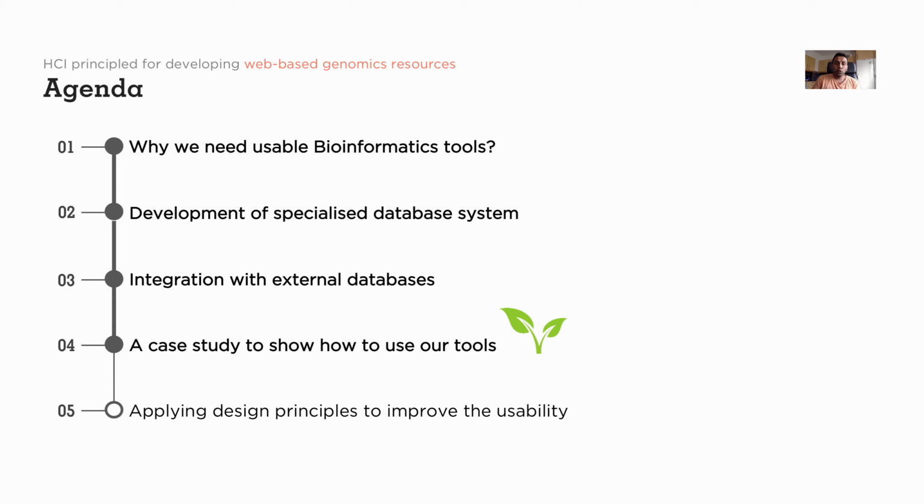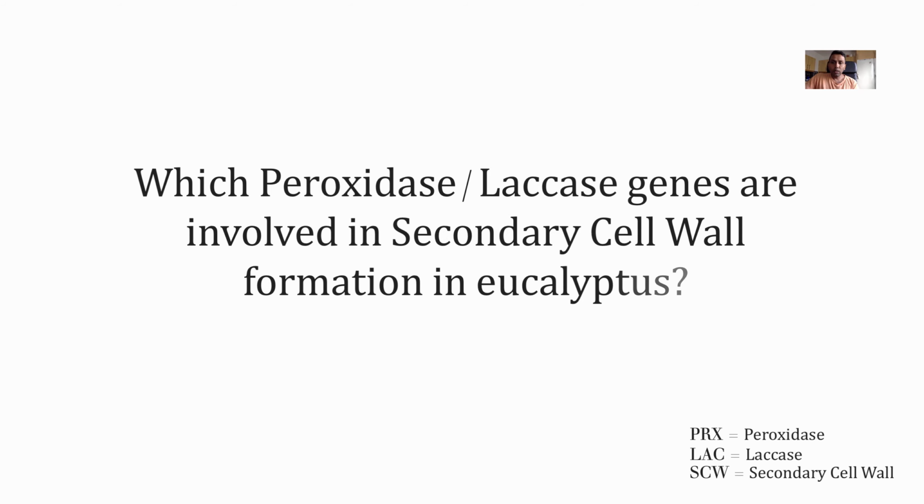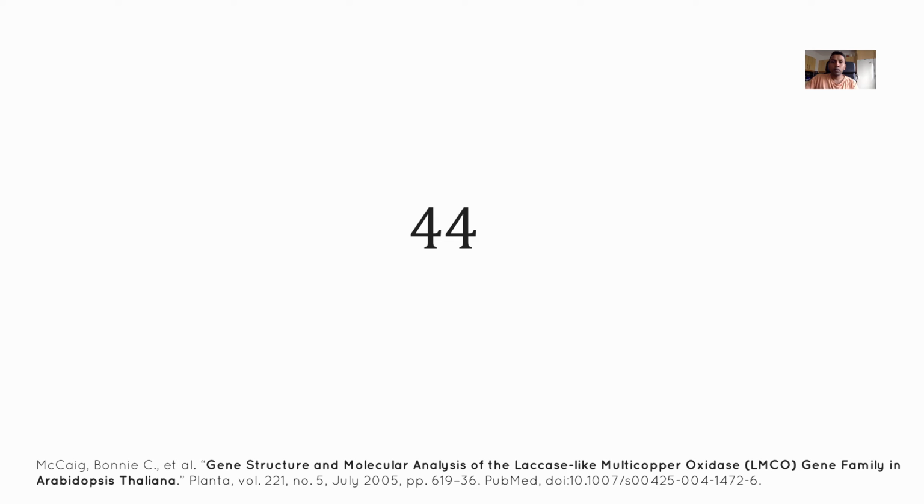Now I am going to show you a recent case study based on our tools. Laccase and peroxidase are involved in lignification. It is hard to find specific genes because of the size of the gene families. They are big. But we need to find specific Eucalyptus genes that are involved in secondary cell wall formation using PlantGenIE tools. Maybe you have an idea. I will show you what we did in our paper.